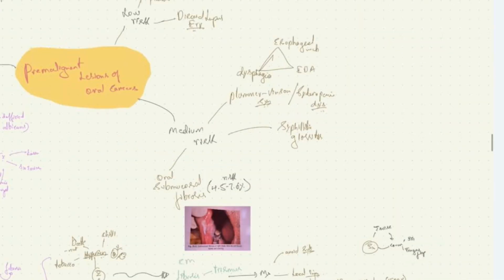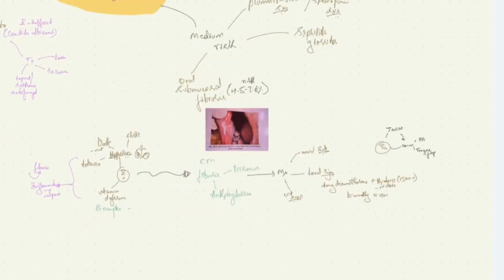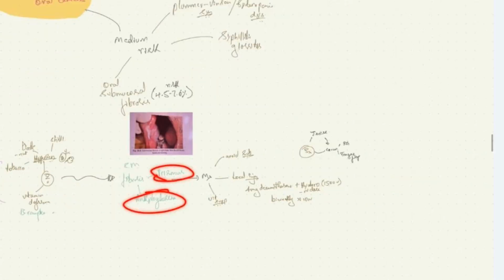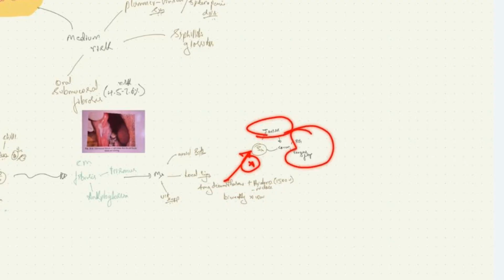We have medium risk oral submucosal fibrosis. Oral submucosal fibrosis is caused by hypersensitivity reaction to chili, betel nut, or tobacco, causing an inflammatory response, which leads to submucosal fibrosis, causing trismus and ankyloglossia. We treat this by giving submucosal injection of 4 mg dexamethasone and hyaluronidase biweekly for 10 weeks. If it is resistant, we do surgical excision followed by skin grafting or tongue flap placement.